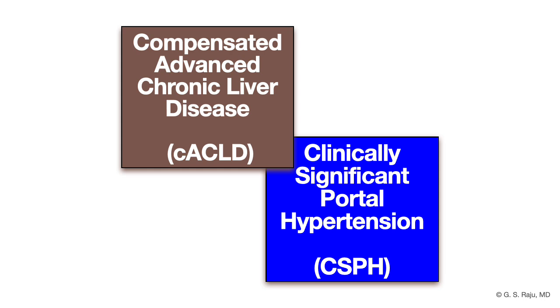So the second thing is, when patients with compensated advanced chronic liver disease are seen, do they have findings of portal hypertension that are clinically significant and at risk for portal hypertensive variceal bleeding? So, clinically significant portal hypertension. So, these are the two important terms that we should be comfortable with as we see patients with chronic liver disease.